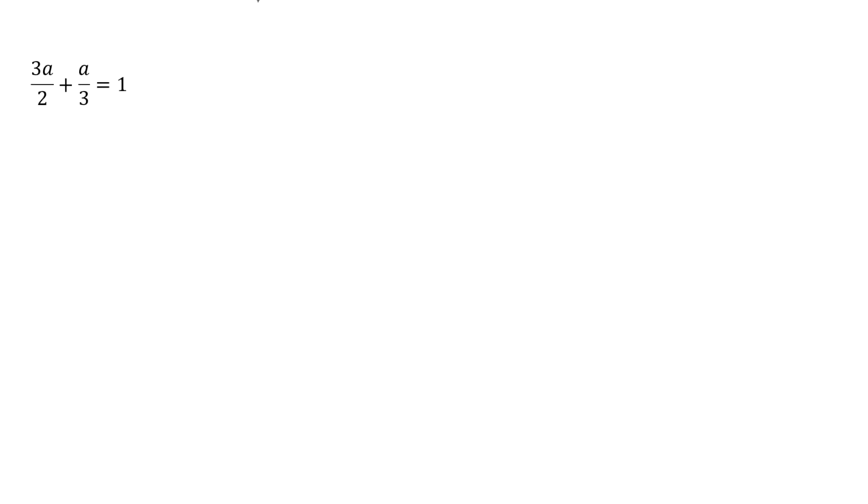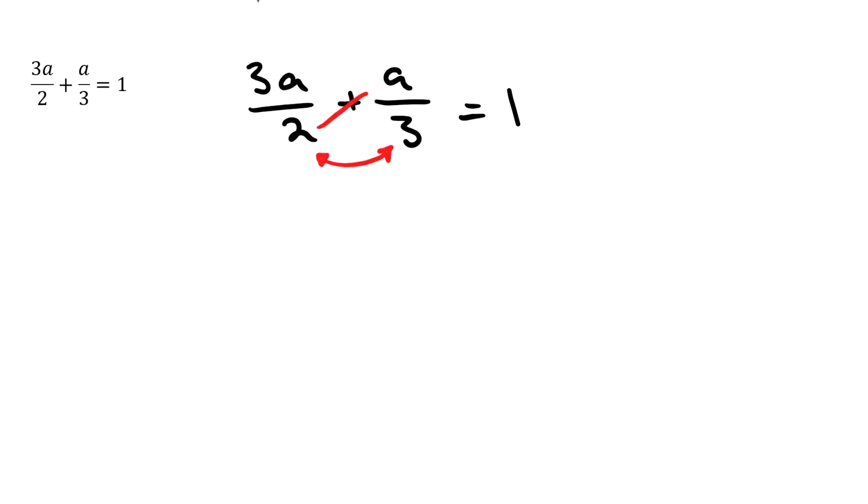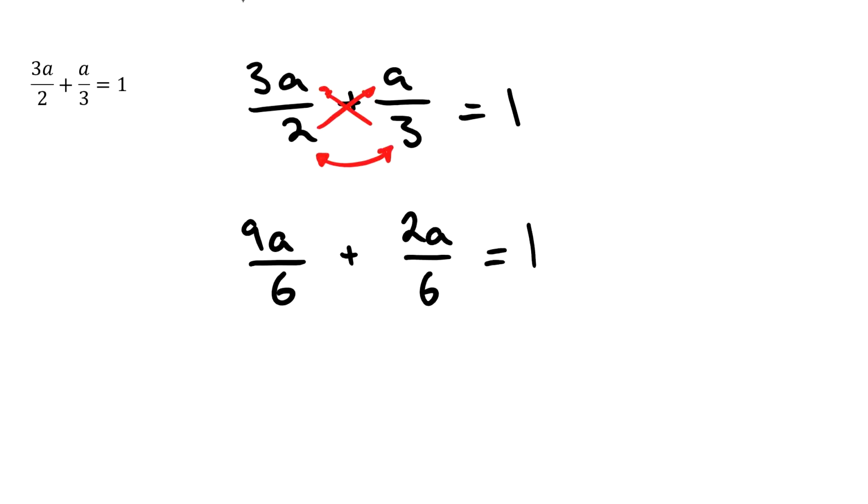Here we have another one. This time the fractions are on the same side, so we do our cross multiply. So the first thing we do is we multiply the bottom to get our new denominator, so 2 times 3, which is 6. We have 3 times 3, so 9a, and then 2 times a, which is 2a. We know that equals 1. Now that we have the same denominator, we can add those fractions and get (9a plus 2a) over 6 equals 1.